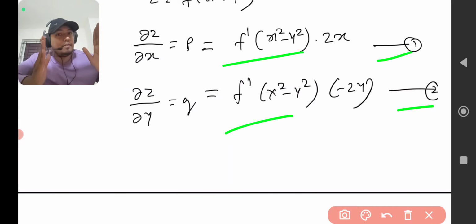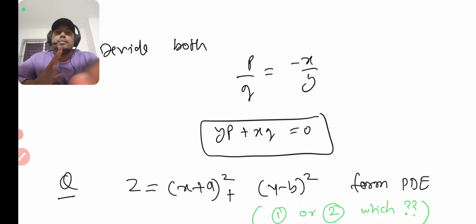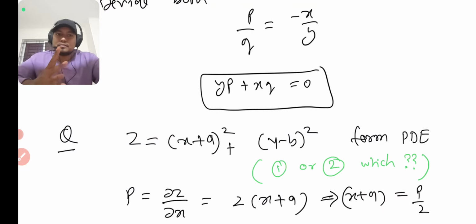All the students will think almost the same thing. To eliminate f dash from the equation, the best way is to divide both the equations. Almost all the students will have the same thought for this situation, which is correct. Differentiate, divide, and when you divide them, f dash is gone. P by q will be equal to minus x by y. So we got p by q is equal to minus x by y, and then rearrange: yp plus xq is equal to 0.